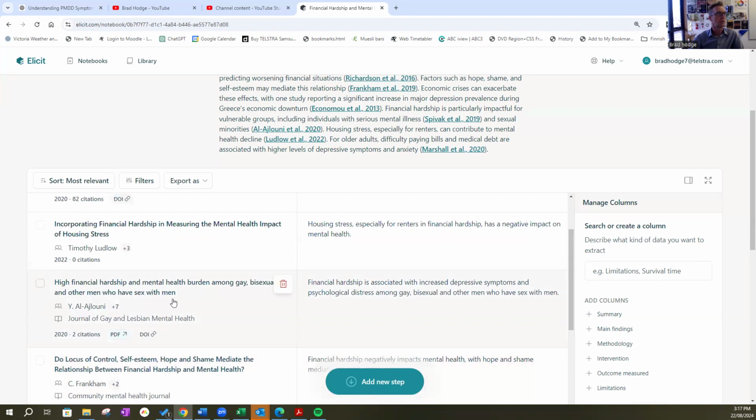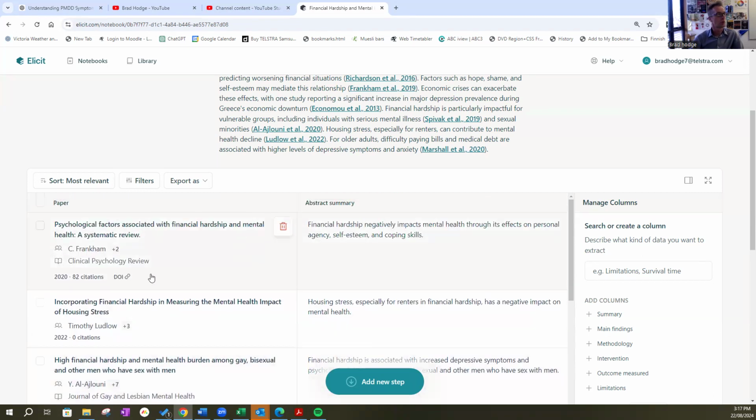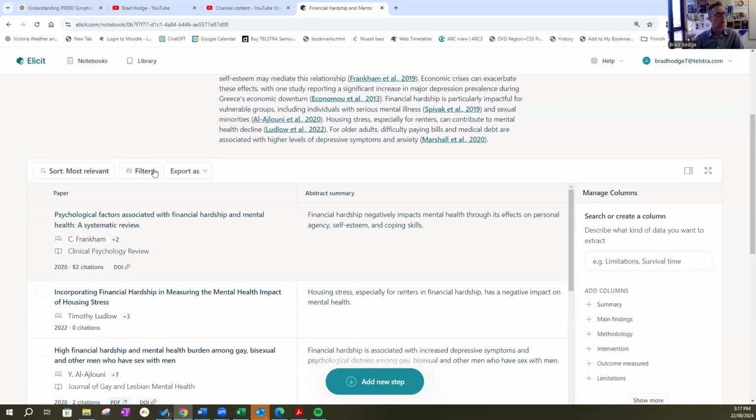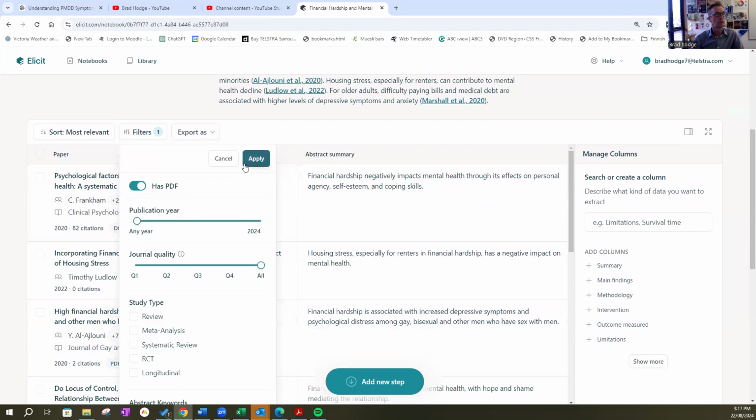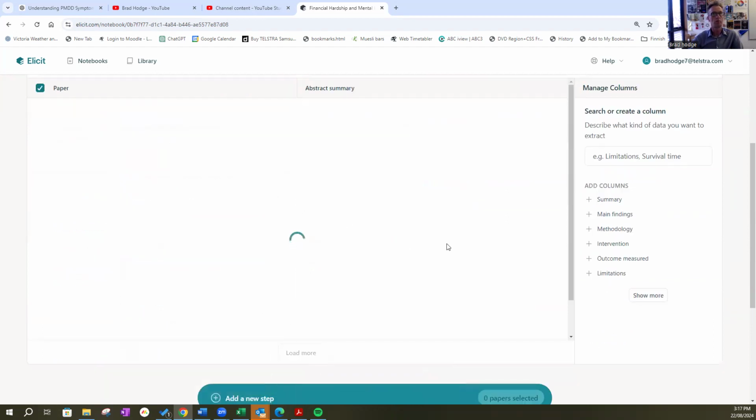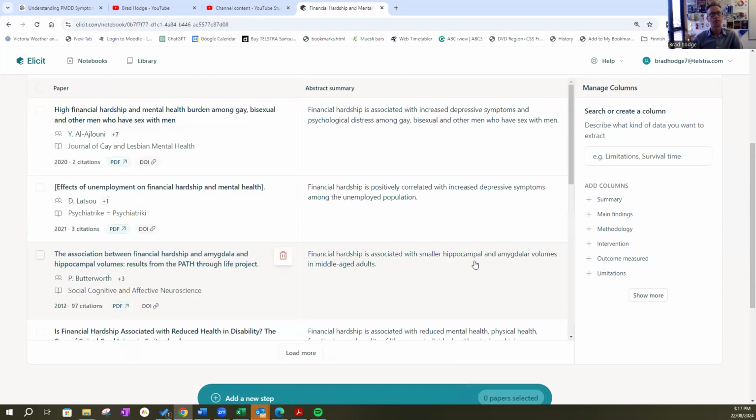Now, one of the things in this program, and it probably works better if you've got the paid version, but it does work otherwise, is you've got this filter. So you can actually filter it so that it only shows you papers with a PDF, right? This is lazy, but it works. So what this will do is it will only give me articles where I can literally click a button and download the PDF, because you can't just use this and cite this. You've actually got to look at the research.